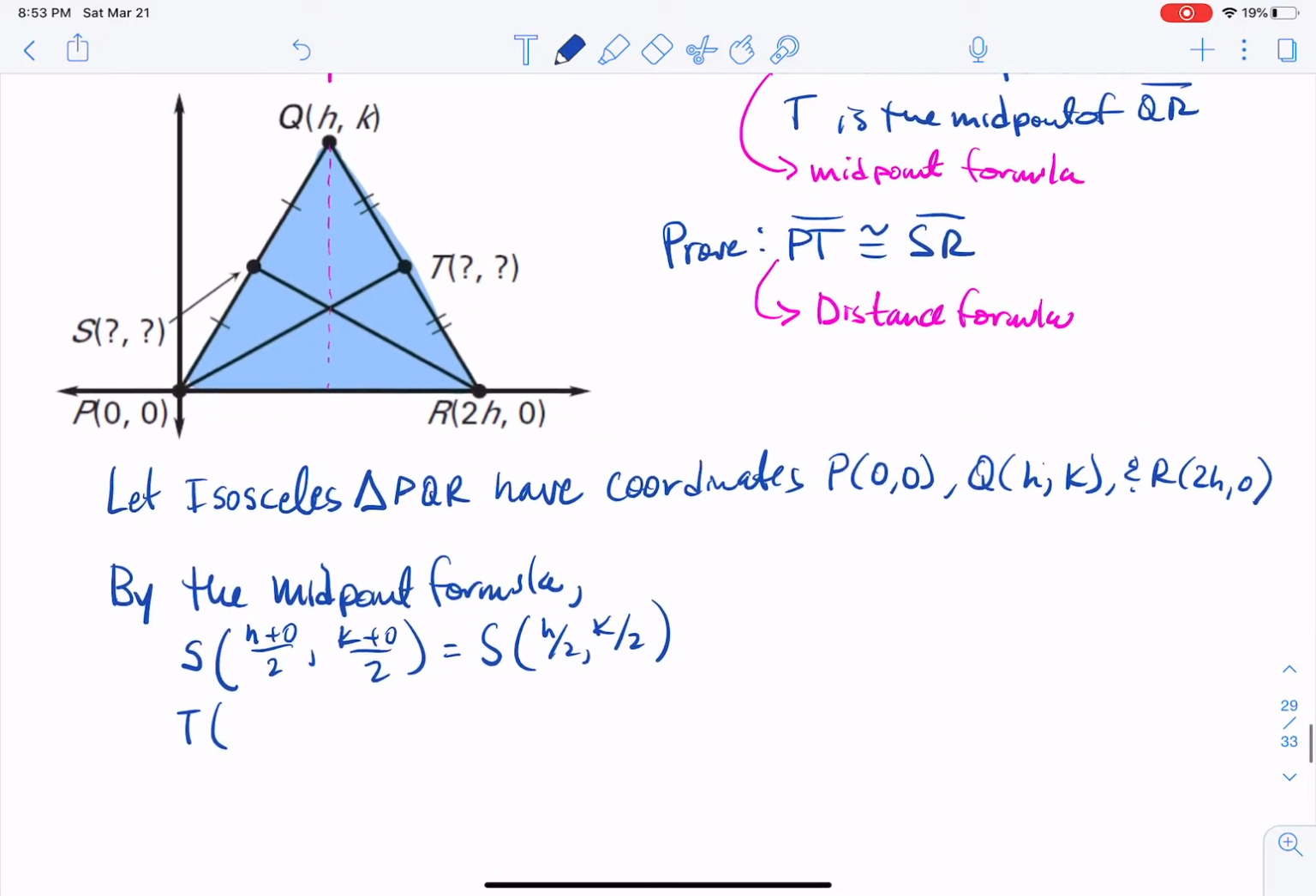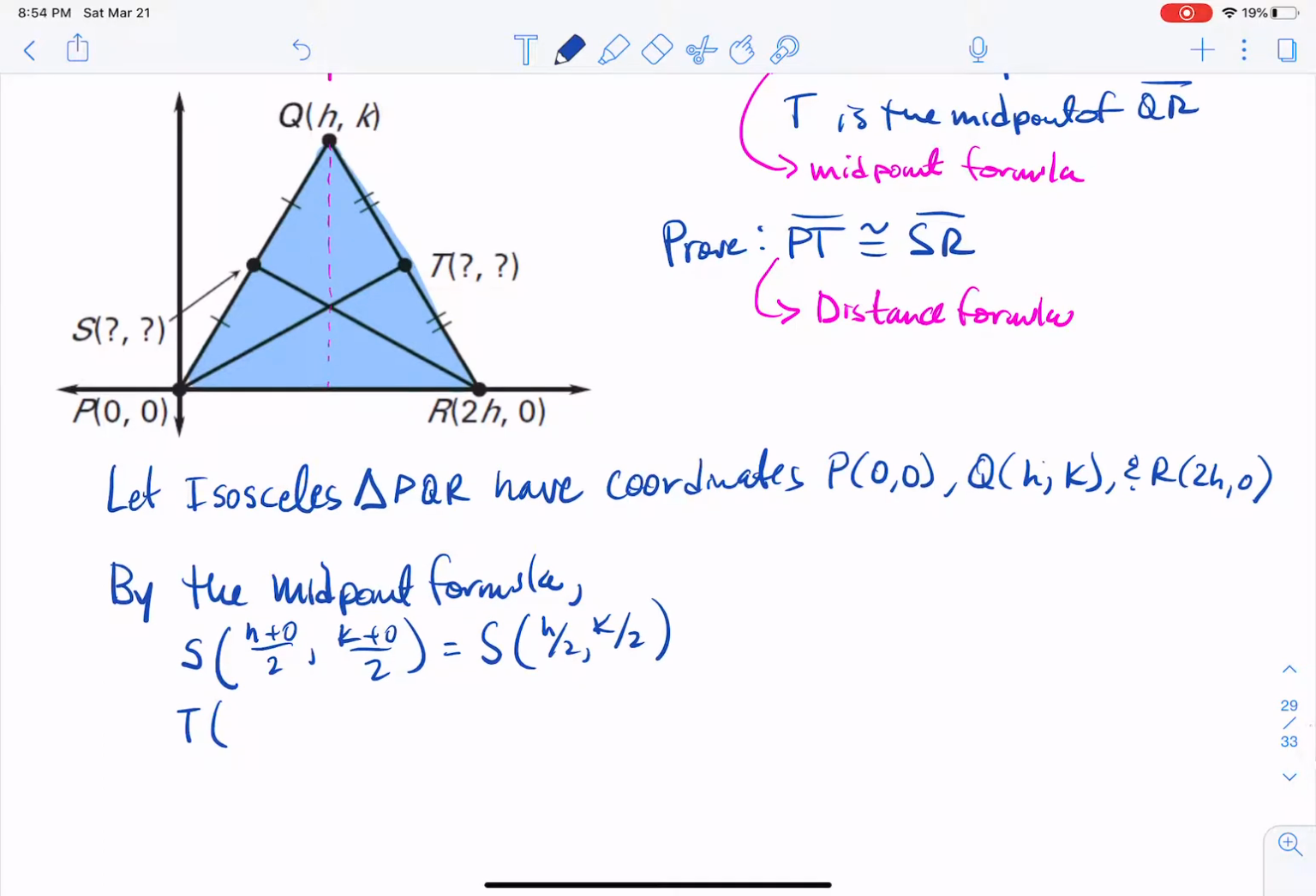All right, let's do the same thing for T. So for point T, we're taking the average of R and Q. So we'd have 2H plus another H divided by 2, and a 0 plus a K divided by 2. That's a K. Take my word for it. So T simplifies to 3H over 2, and another K over 2. All right, so I got the coordinates for each of these using the midpoint formula.